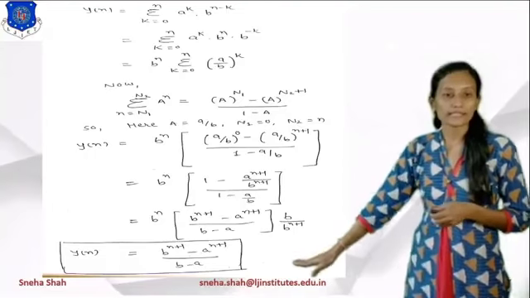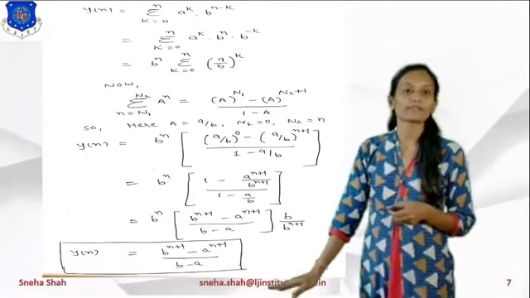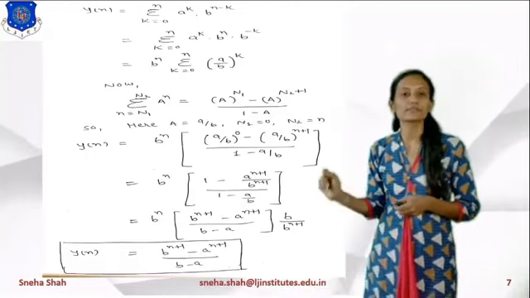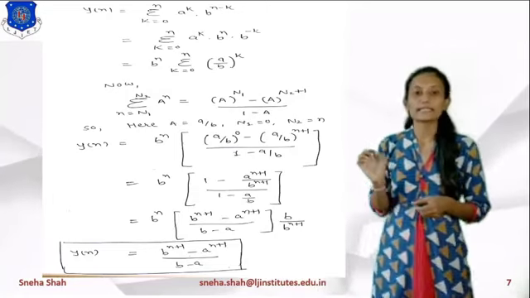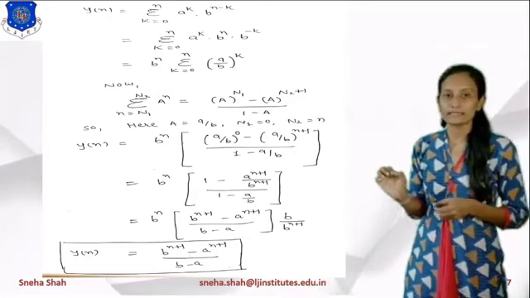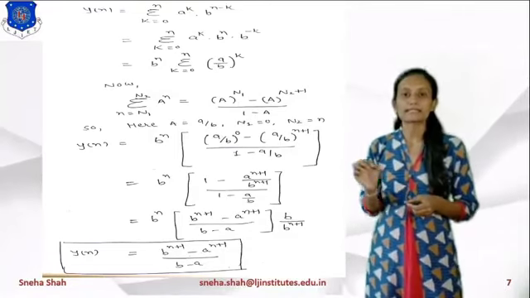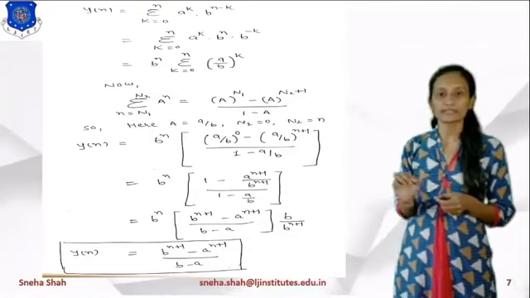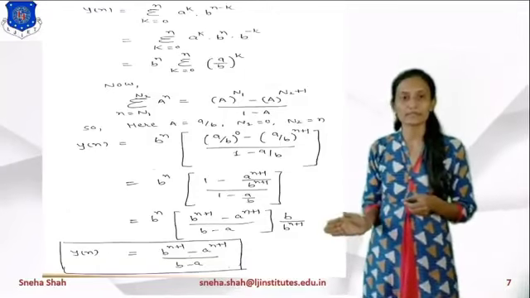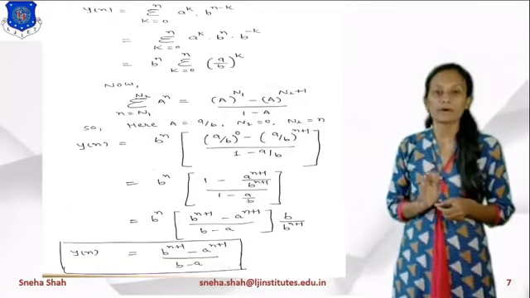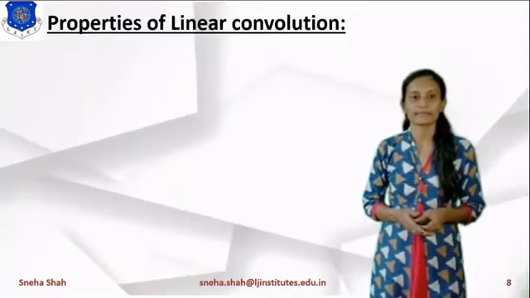So this is the final answer of the linear convolution of any two signals x of n with h of n. In this we used the unit step signal. So if the unit step signal is given to you, then you have to solve this particular example by using the mathematical expression method or with the help of the graphical method.